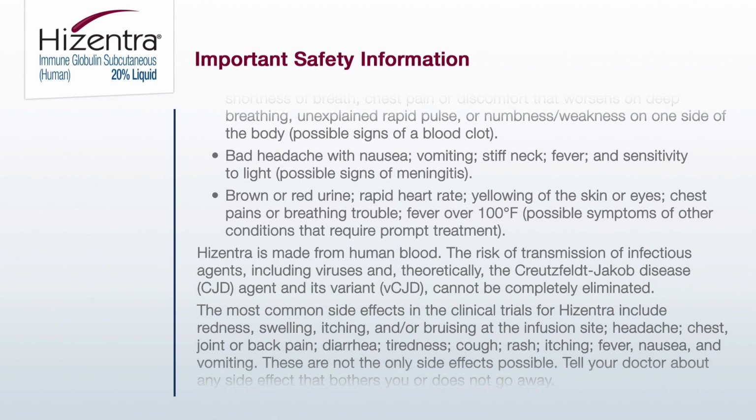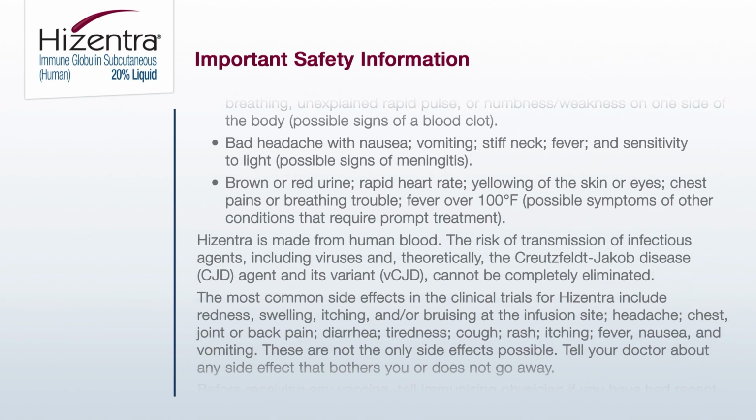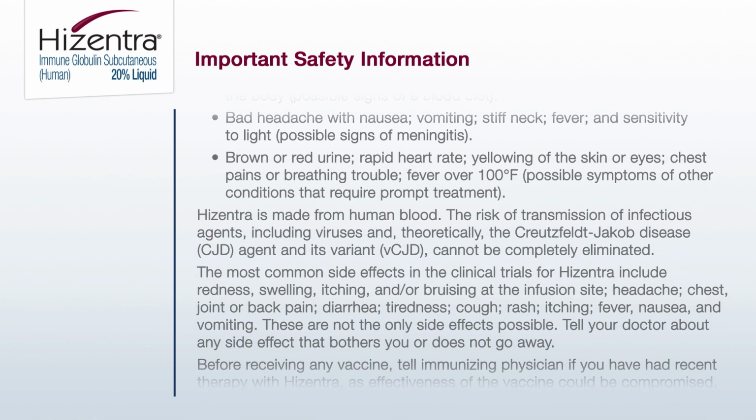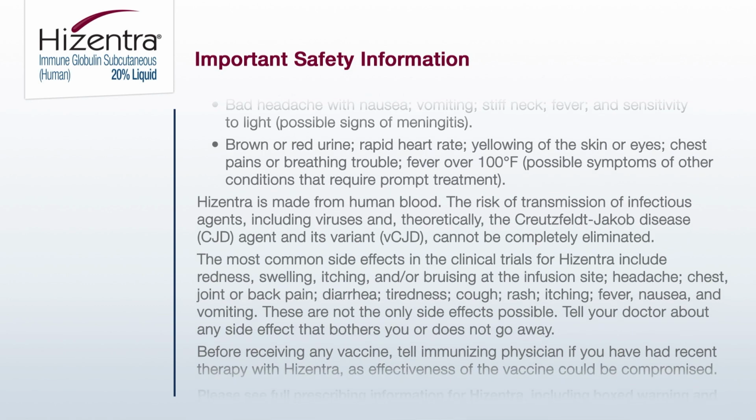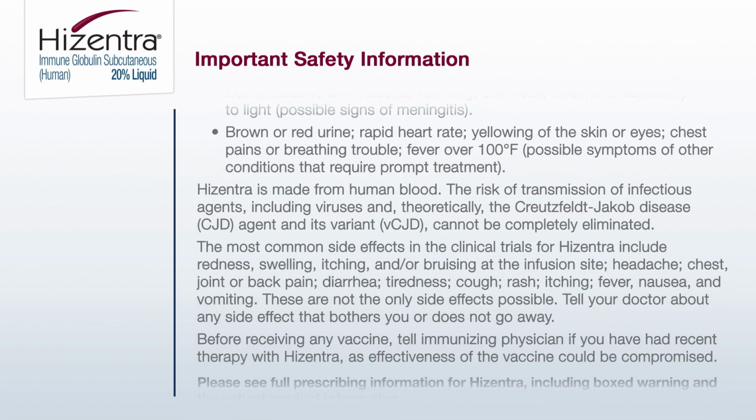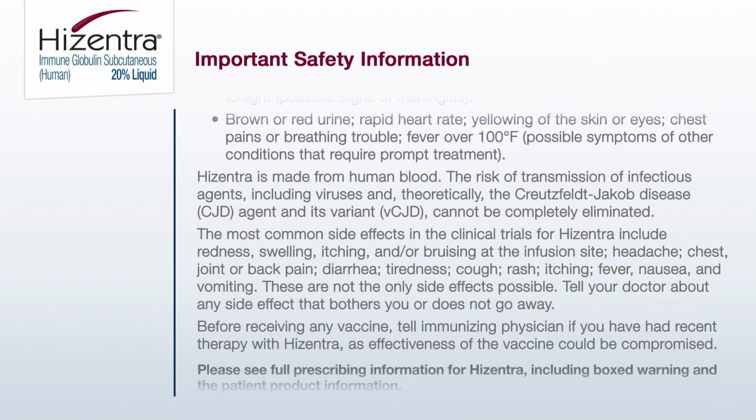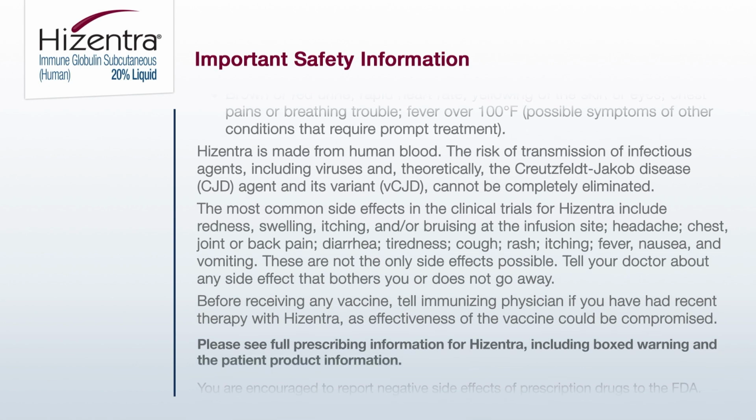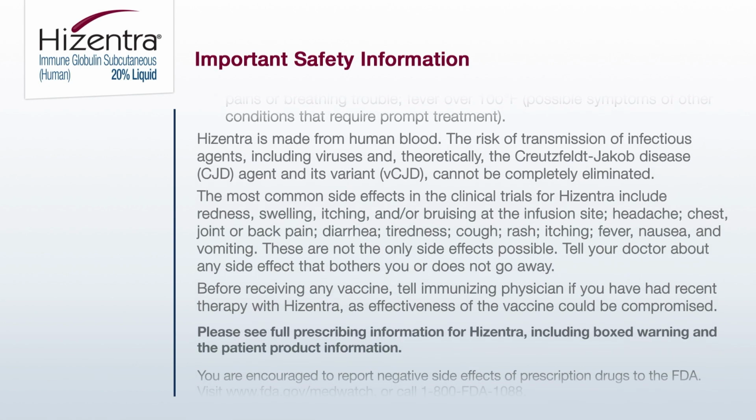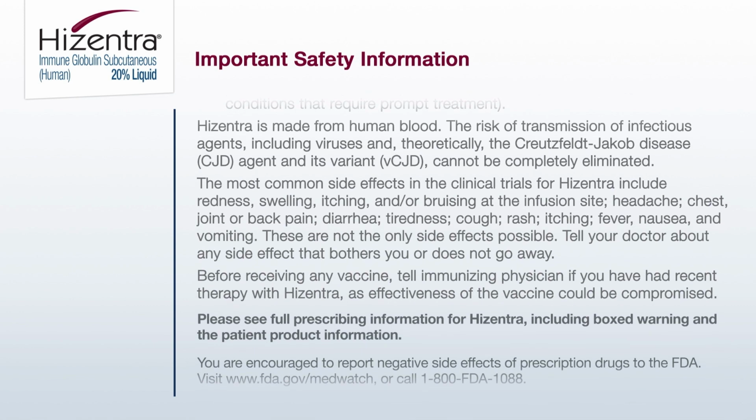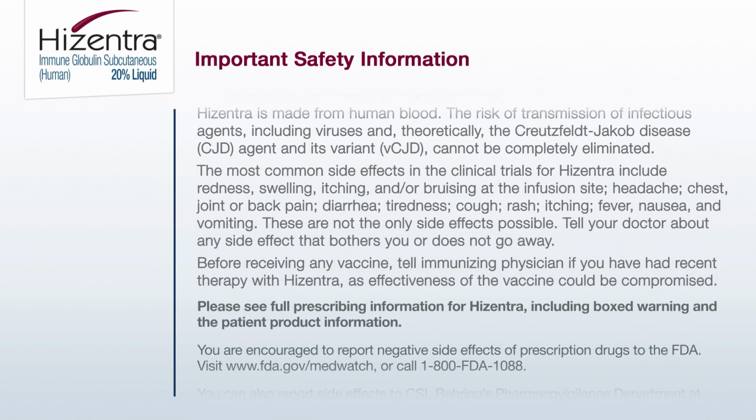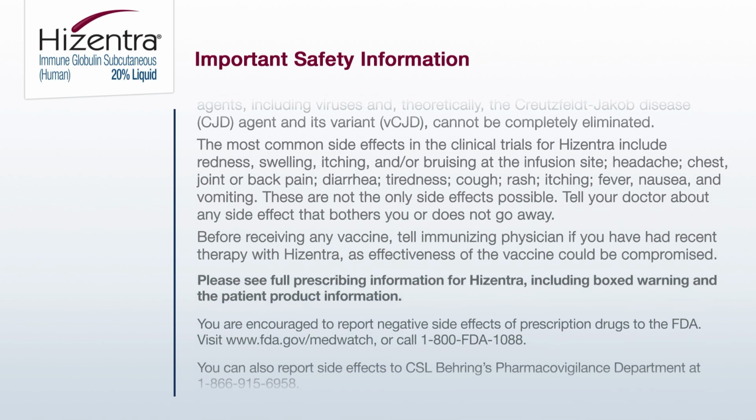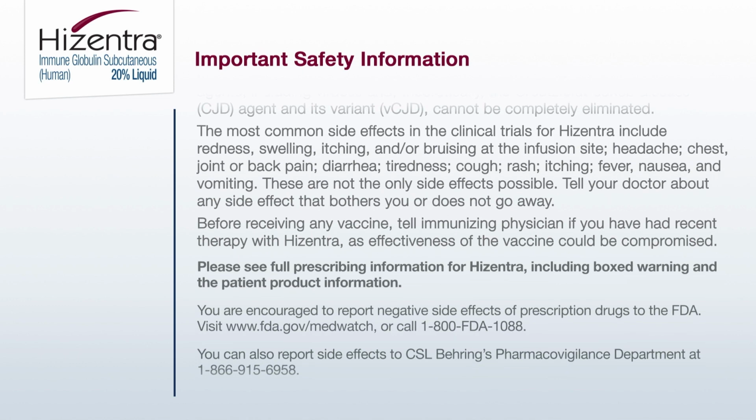Hizentra is made from human blood. The risk of transmission of infectious agents, including viruses and, theoretically, the Creutzfeldt-Jakob disease, CJD agent, and its variant, vCJD, cannot be completely eliminated. The most common side effects in the clinical trials for Hizentra include redness, swelling, itching and/or bruising at the infusion site, headache, chest, joint, or back pain, diarrhea, tiredness, cough, rash, itching, fever, nausea, and vomiting. These are not the only side effects possible. Tell your doctor about any side effect that bothers you or does not go away.